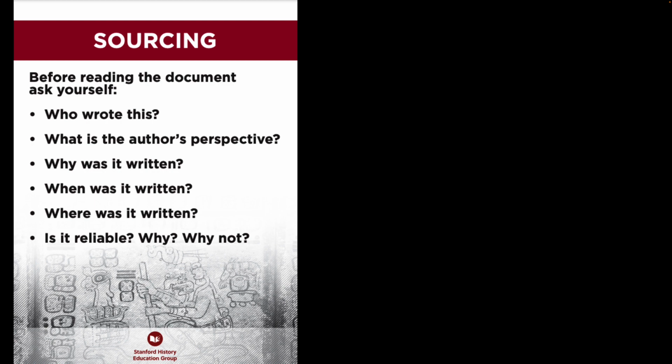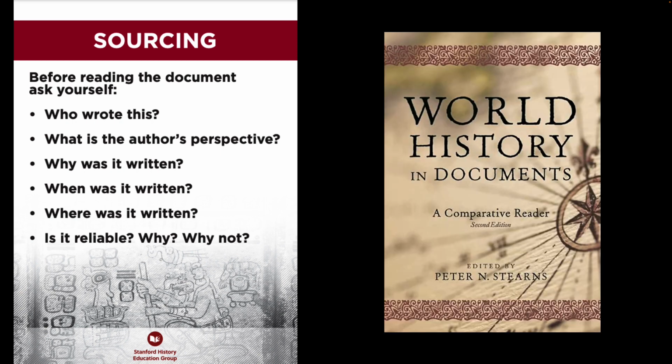So when you're going and looking for primary sources, one of the things you're going to have to do is check the reliability of the version of the source that you found. If you've found something in, say, a published source, then you're going to want to push further to see if you can find it in its original form.